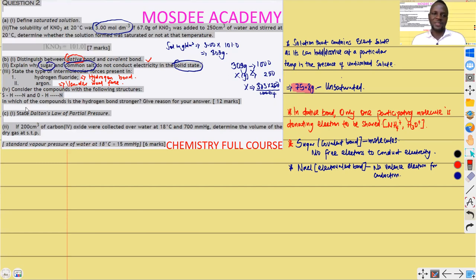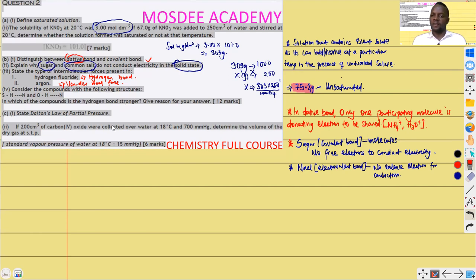So the next is to consider the following compounds with the following structure. Hydrogen is at the center. We have nitrogen combining with sulfur, and nitrogen combining with oxygen. You can see both of them have nitrogen by their side. So here we are asked in which of the following compounds is hydrogen bond stronger? And you have to give your reasons.